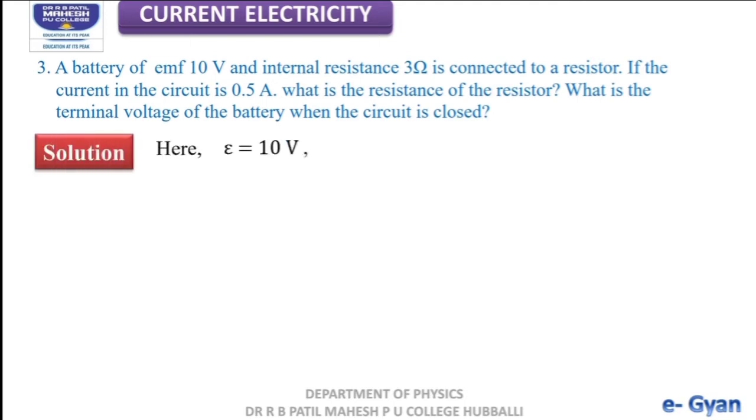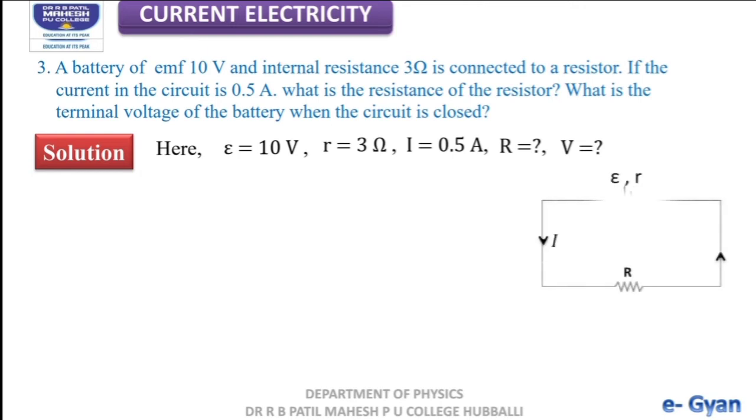EMF is given 10 volt, internal resistance 3 ohm, current 0.5 ampere. We need to find the value of resistance of resistor and terminal voltage of battery. Okay, for this, the circuit diagram is given by this circuit. That is, a battery is connected to an external resistance, and let us try to find the value of R and then we'll find the value of V.